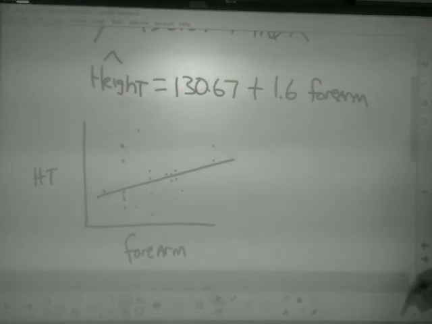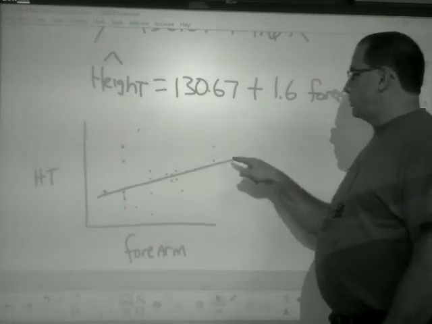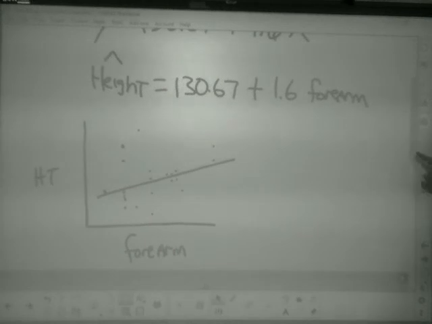This is what the data looked like when we graphed it. I had a regression line that went through the data. Here were my values, forearm and height.